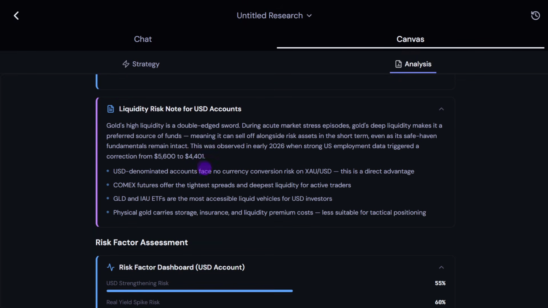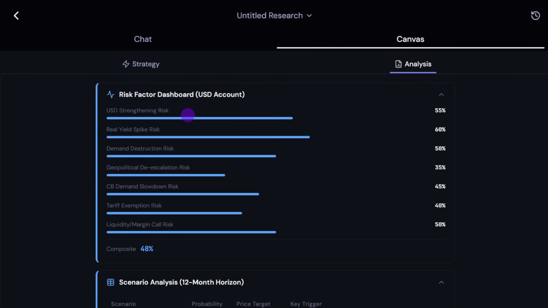So as you can see, depending on which currency you are having your wallet or your account to trade from, if you have euros, it's going to be different. If you have dollars, it's going to be slightly different, and so on. This has to be mentioned in the prompt so the pipeline knows what is your base currency. So this is, again, a risk factor dashboard for a US dollar account.